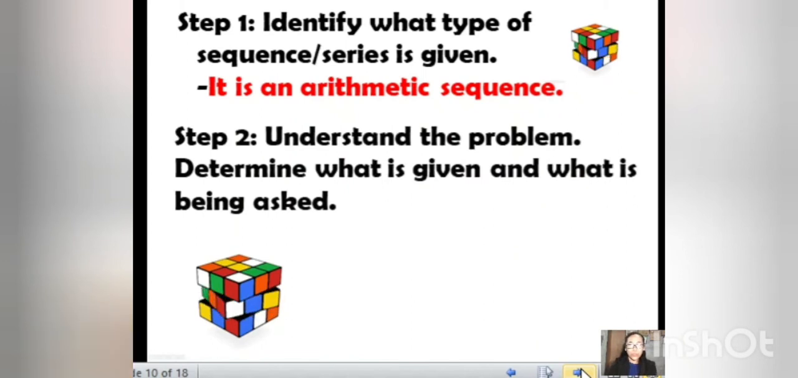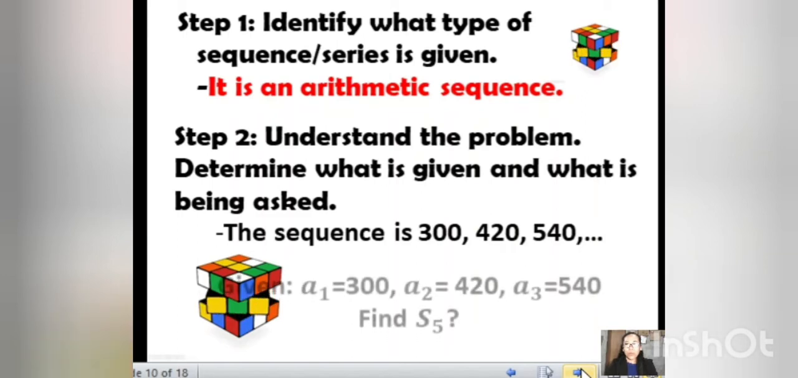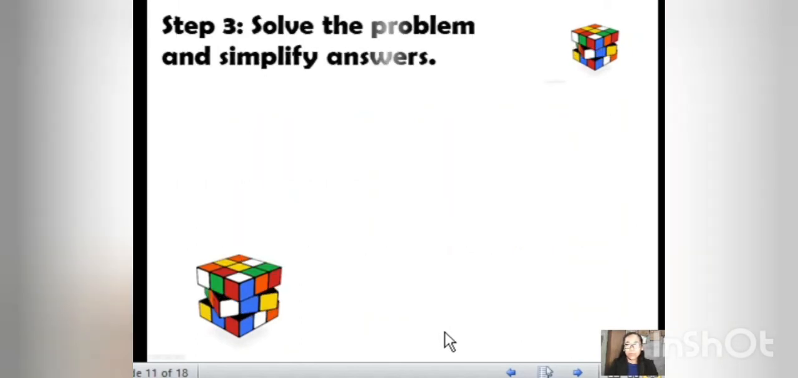Step number 2, understand the problem, determine what is given and what is being asked. So the sequence is 300, 420, 540, and so on. So for the given, for the first term, we have 300, second term 420, and then the third term is 540. We will now find the sum of the first 5 terms. Step number 3, solve the problem and simplify answers.